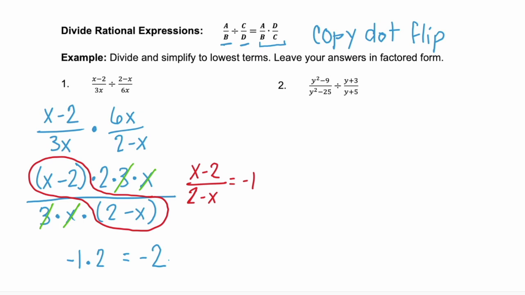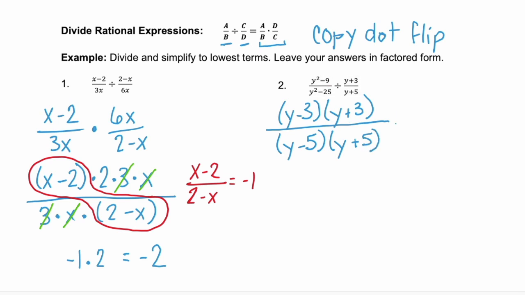Now let's look at example 2. Our first numerator is a difference of squares. We have y squared minus 9, and 9 is 3 squared. So we factor using the difference of squares, y minus 3 times y plus 3. And then our denominator is also a difference of squares. It would be y minus 5 times y plus 5.